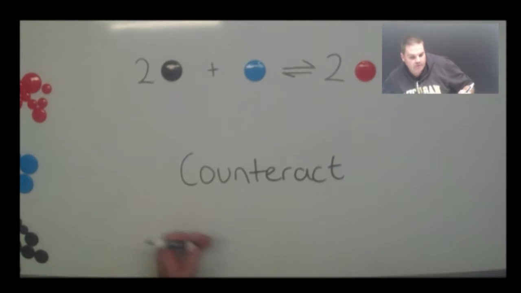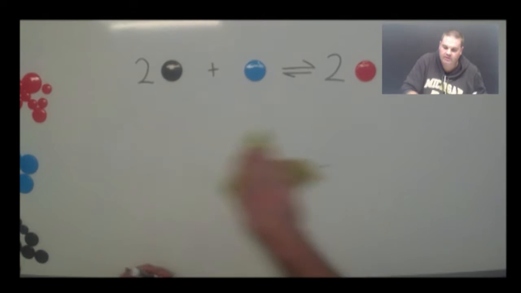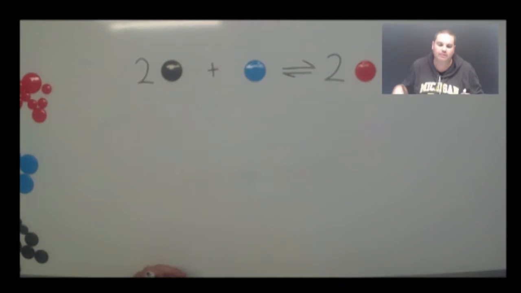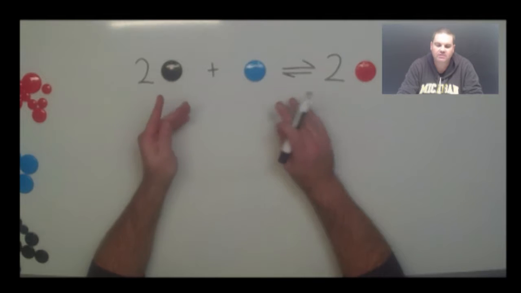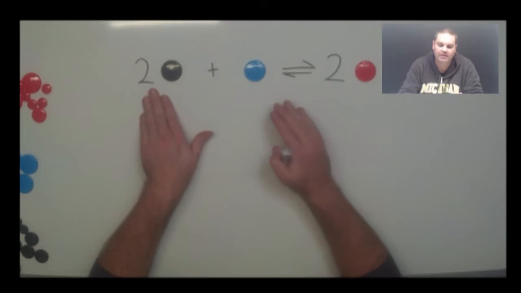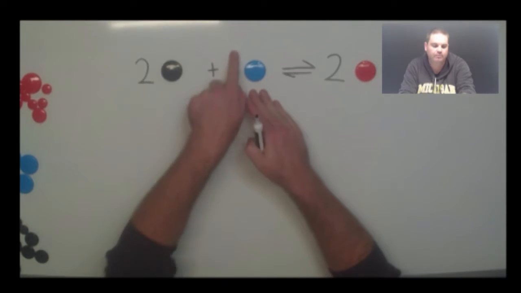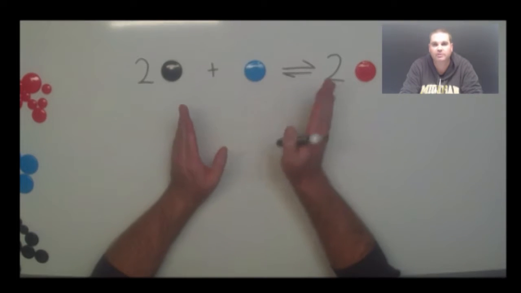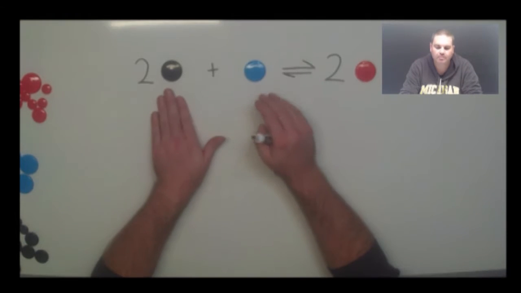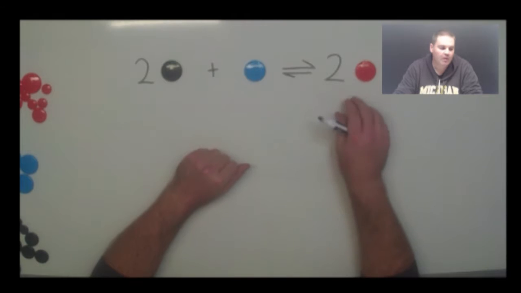What I've got here is a couple of things, so hopefully I can show you a bit visually what's actually happening. I'm using coloured markers: 2 black plus 1 blue. We haven't put the 1 in front of it, but the stoichiometric values are important. So 2 black plus 1 blue gives us 2 red.